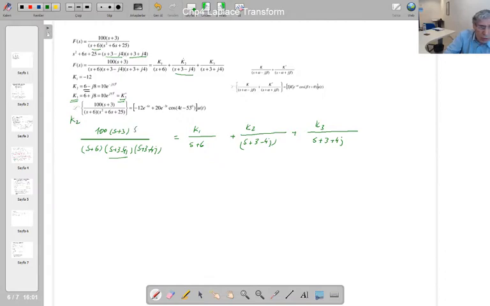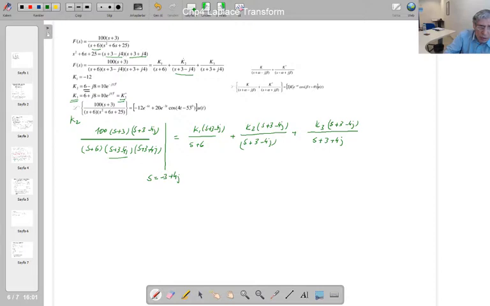So s plus 3 minus 4j. And then replace s with minus 3 plus 4j.